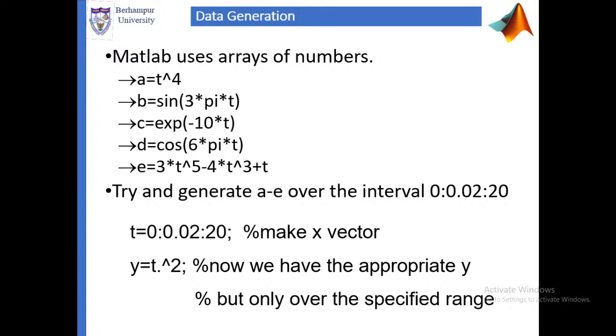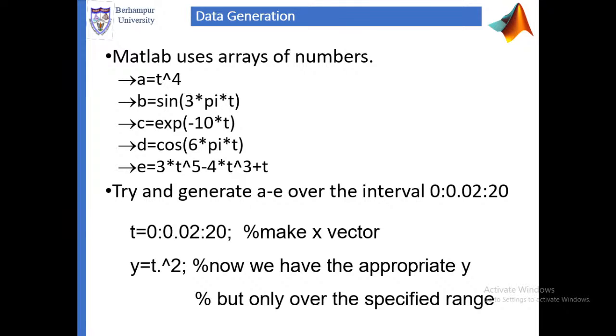So an example program is given below. T is equal to 0 colon 0.02. The second number after the colon, unless it is the last colon, is always the increment. So the increment is 0.02, then colon 20. 20 is the last number. 0 is the first number in the array, 20 is the last number in the array of t, and the increments are 0.02. So this makes a vector t in the x direction.